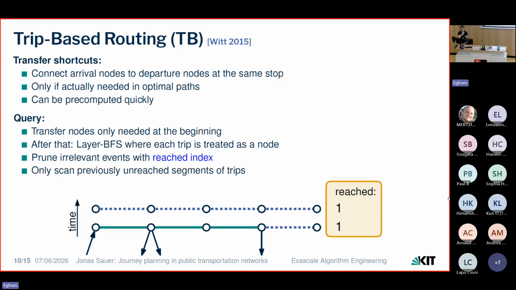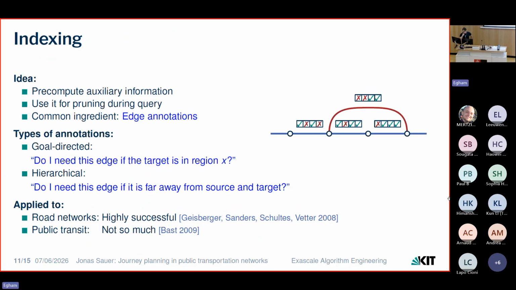In a BFS where I have a FIFO queue, I would constantly jump around between different trips. And each time I would have to load the data for this trip into memory. This would probably produce a cache miss. It would be quite slow. If I scan the whole subsegment of the trip at once, then I load everything into memory, and now I scan it all in bulk, and that produces much fewer cache misses. So it's faster in practice. And now, of course, I've set my reached index to 1, and I will never look at this trip again.